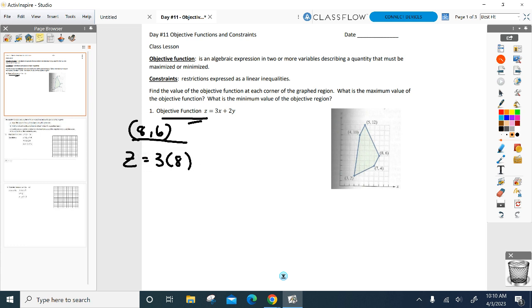3 times 8 plus 2 times 6. And you let me know what that Z value is. 24 plus 12. Z is going to be equal to 36 here. And I just want you guys to find the numbers. That's it. On Wednesday, this will be like $36. So just find the values today. All right, 8, 6. What else you got for me?